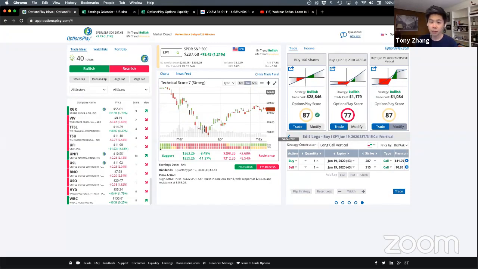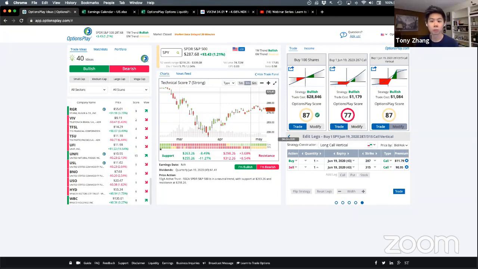So options play score is only telling us if we have a slight edge in terms of an option being cheap or expensive, but that doesn't make or break a trade. What makes or breaks a trade is your directional view. So that's our first and foremost, and the options play score doesn't tell us anything about our directional view.